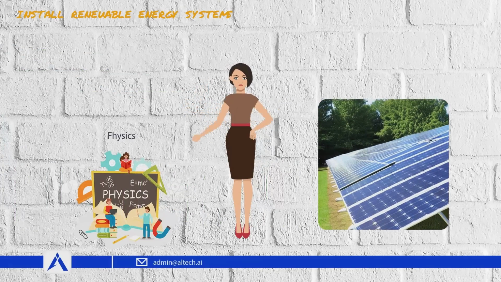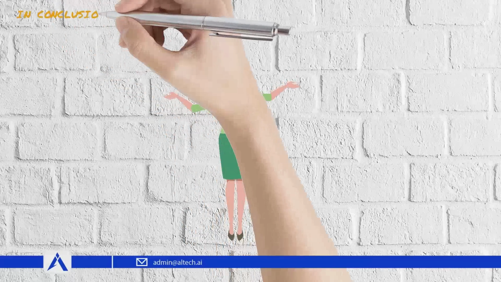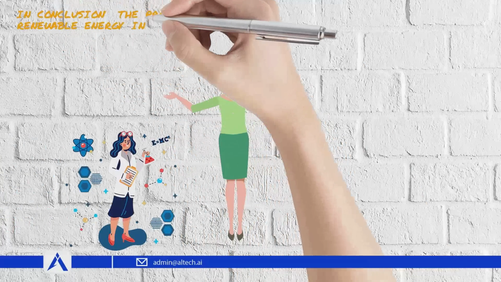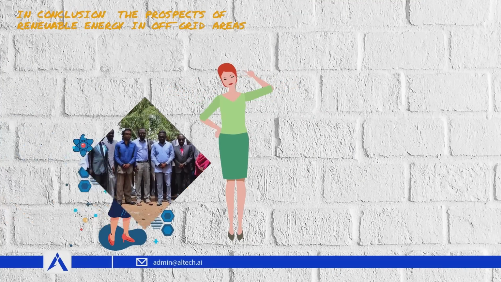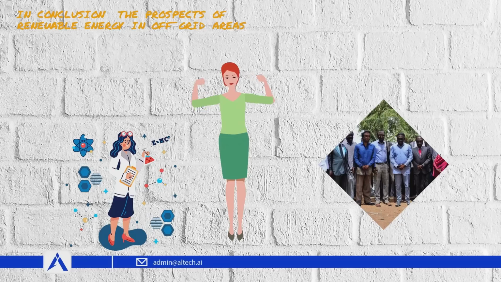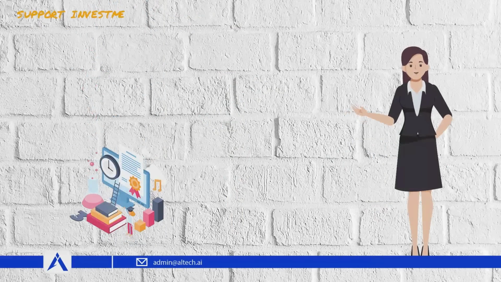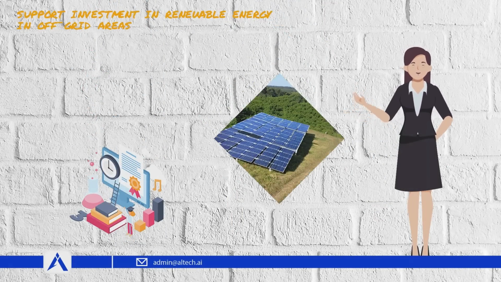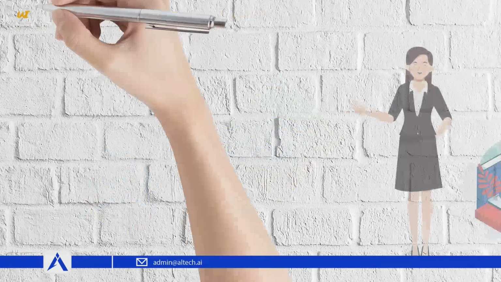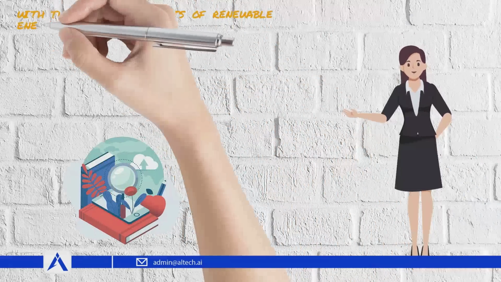Access to finance remains a major challenge, with most people in these areas lacking the necessary funds to purchase and install renewable energy systems. Additionally, the lack of policy incentives and support can discourage investors from investing in renewable energy projects in off-grid areas. In conclusion, the prospects of renewable energy in off-grid areas are promising, with advancements in technology and declining costs making it more feasible for individuals in rural areas to access electricity. With the potential to create jobs and provide sustainable solutions, there is a need for more policies that encourage and support investment in renewable energy in off-grid areas.